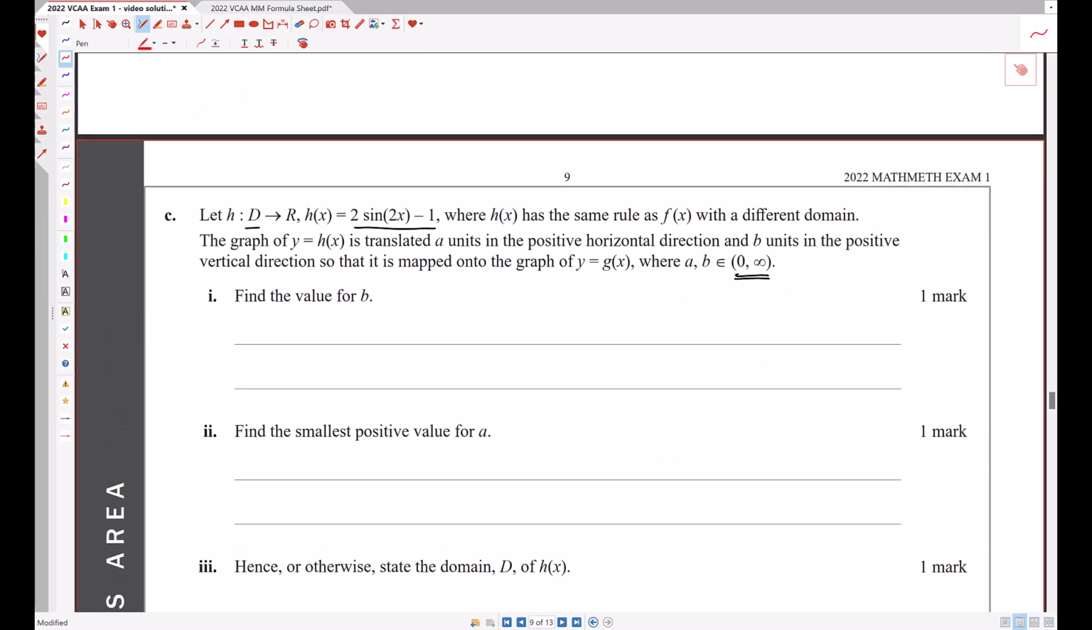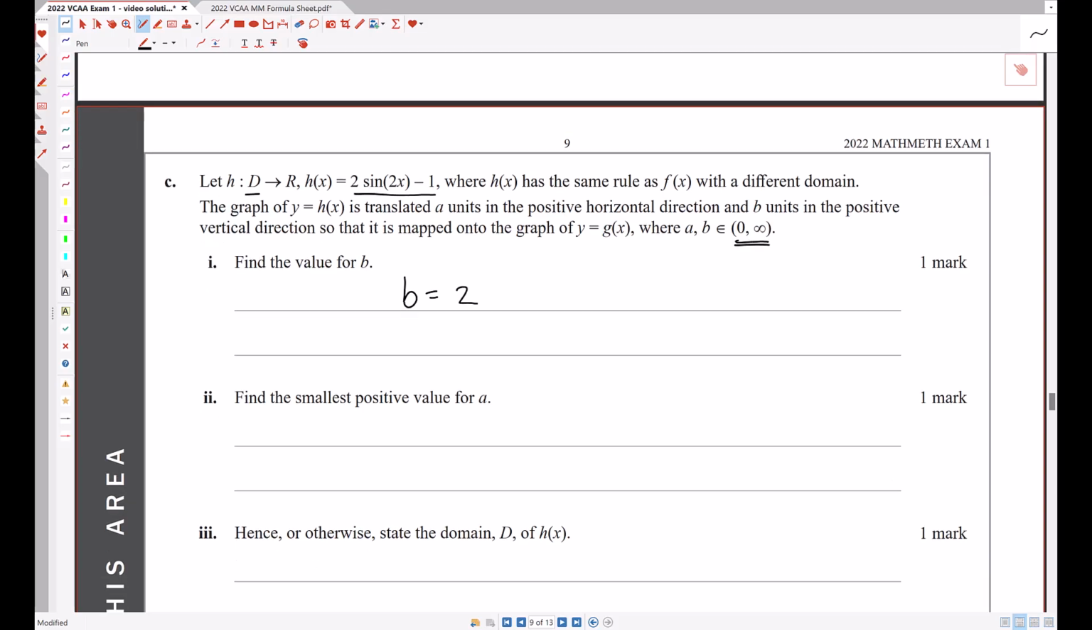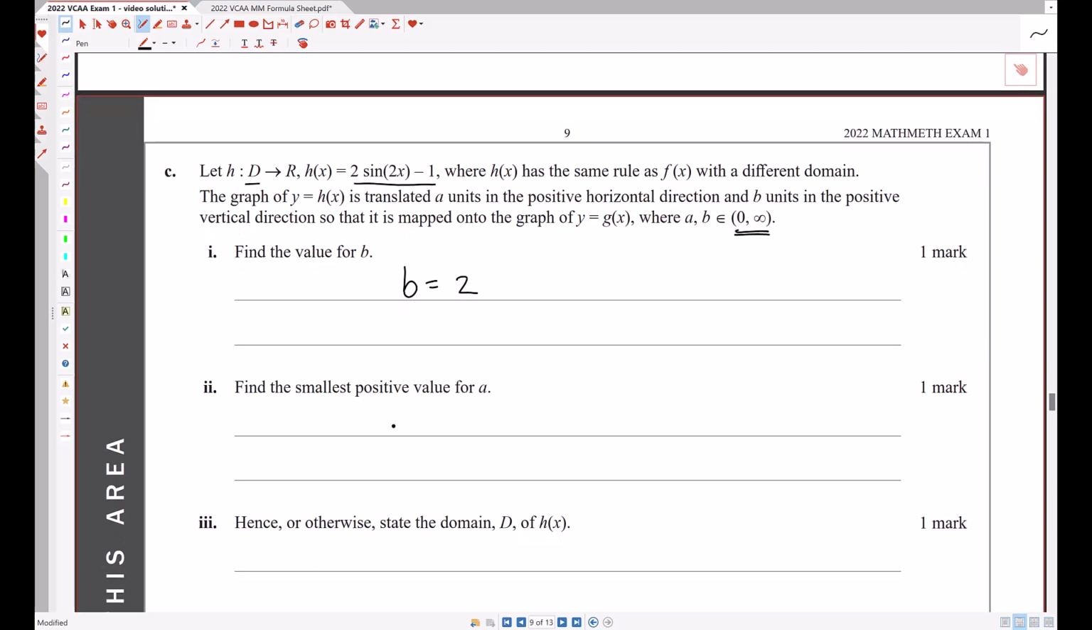So find the value for B. So the value for B is the up value. Okay, so B is going to be 2. Sorry, just changing my pen color. It's a 1 mark question, so I can just state that. Find the smallest positive value for A. Okay, so A is going to be pi on 2.